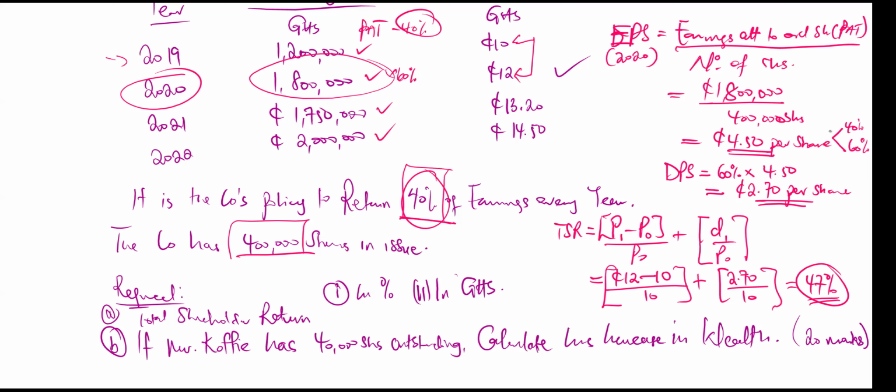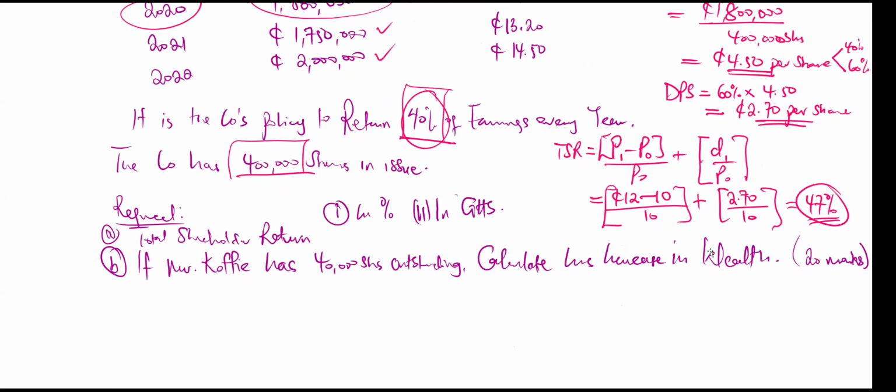In Ghana cedi, what would that be? So TSR in Ghana cedis. We know that in Ghana cedis, the person can get capital gains, plus dividends. How much capital gains do you get? The capital gains is 12 cedis minus 10 cedis, assuming you sell the shares. That is 2 cedis per share as capital gains.